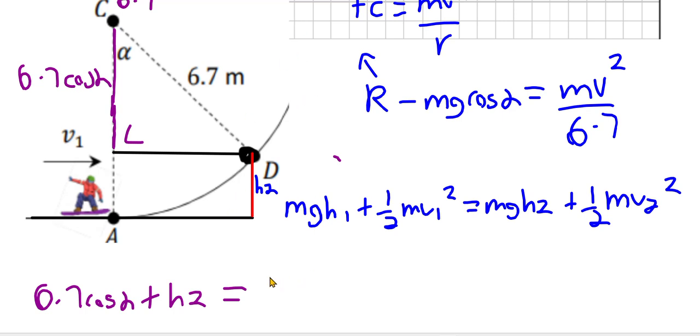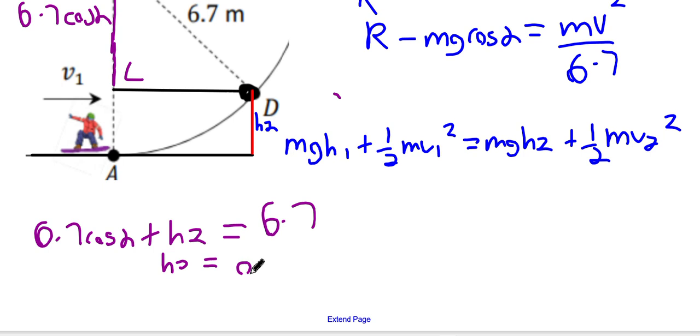Now, so what does that mean? What does that make H2 then? Anybody know? 6.7 take away. We all right with that?